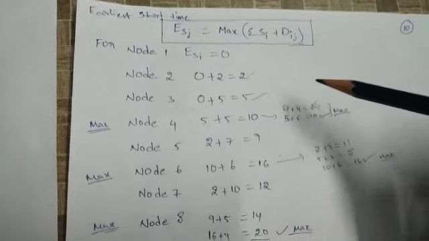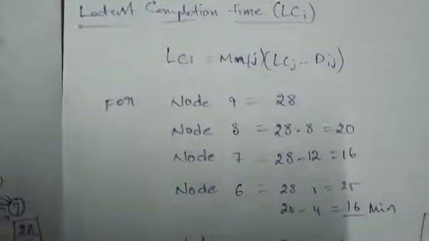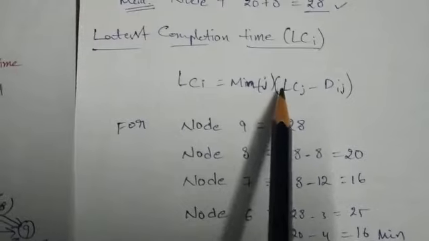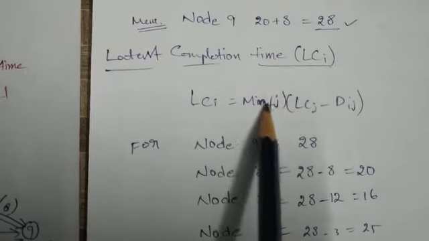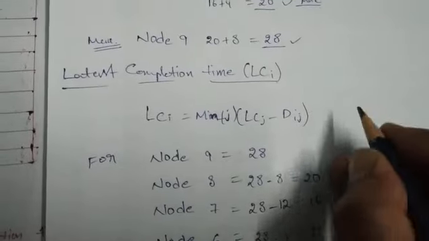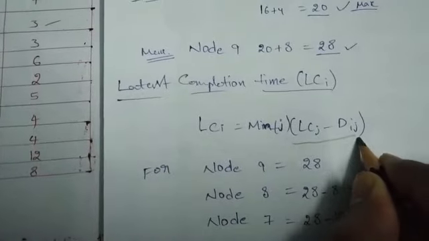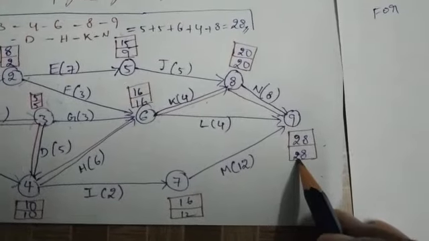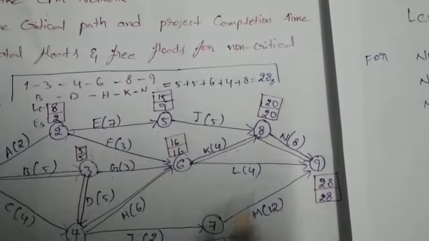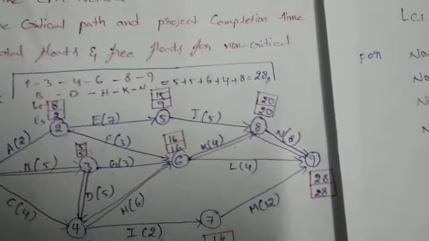After the earliest start time, we have to find the latest completion time, LC. What is the latest completion formula? LCi equals the minimum over j of LCj minus Dij. So you have to find the minimum value of LCj minus Dij. This is the formula for the latest completion time. LCj is for node 9, the last one, whose earliest start time is 28. That 28 will be considered as the latest completion time. So for the latest completion, take the same value, 28, and then do the backward pass. Backward pass means we subtract the duration and take the minimum value.